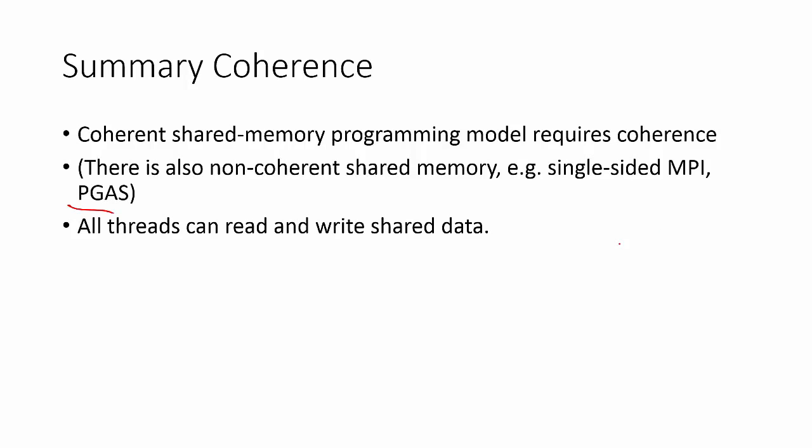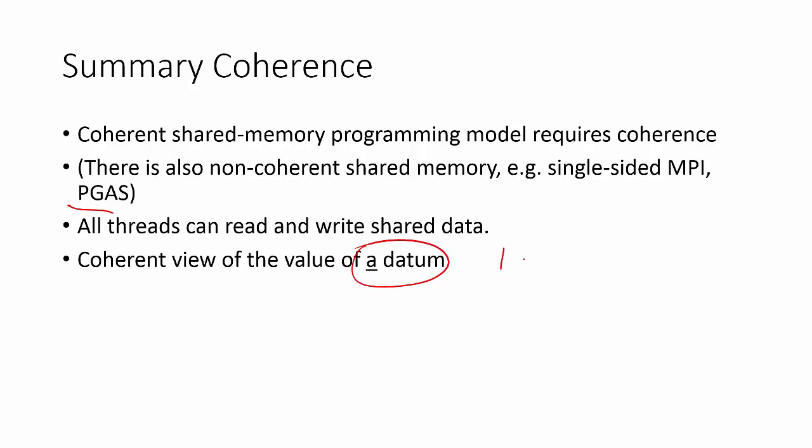With coherence, all threads can read and write shared data, just loads and stores, without any discussion about that. And coherence provides a coherent view of the value of a datum, one data item.